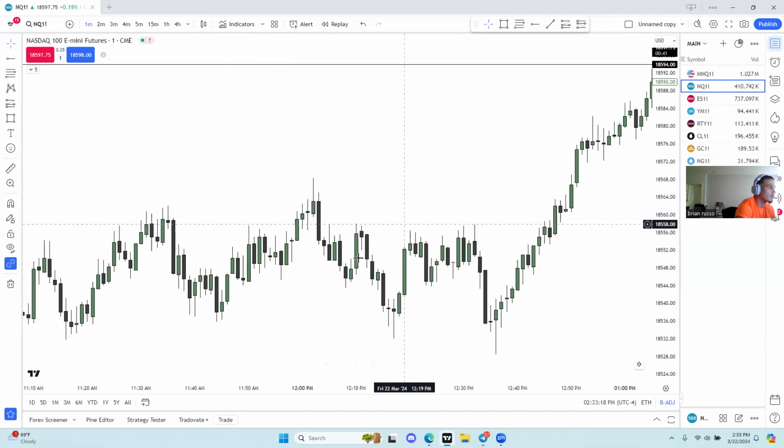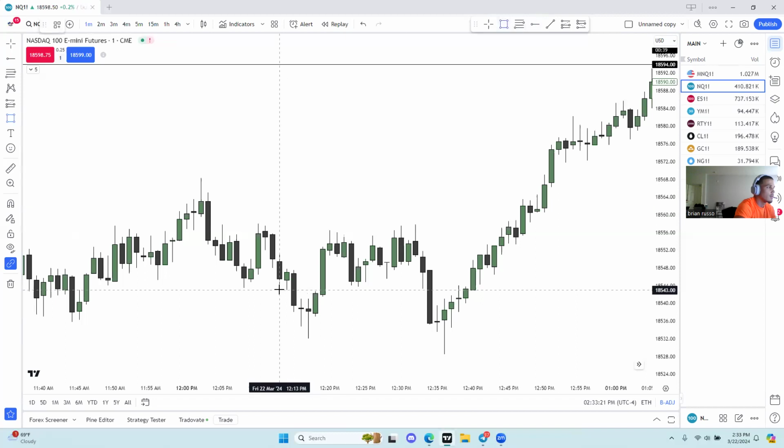This one right here, we swept liquidity. Inverse this. So this did not work out actually because we got stopped here. So this wasn't good because we got stopped here. But you know what?